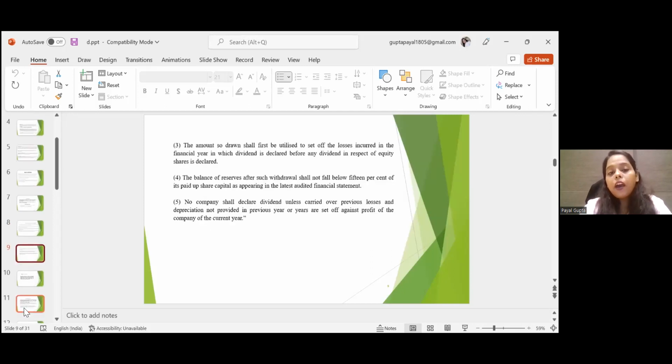फिर इसमें दिया हुआ है कि अगर आपका कुछ भी पुराना लॉसेस है, इंकर्ड किए हो आप कोई लॉसेस या फिर डिविडेंड डिक्लेयर्ड है, तो आपको पहले उस लॉसेस को हटाना होगा. और जो बैलेंस ऑफ फ्री रिजर्व फिर आएगा आफ्टर विथड्रॉइंग, shall not fall below 15% of its paid up share capital as appeared in the latest financial statement. No company shall declare dividend unless carried over previous losses and depreciation not provided in previous years are set off against profit of the company of current year.